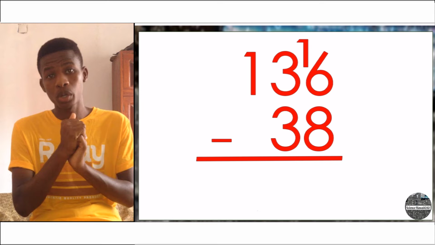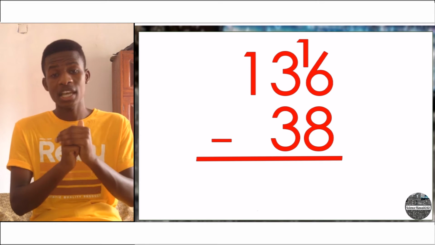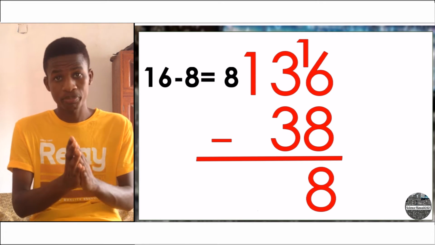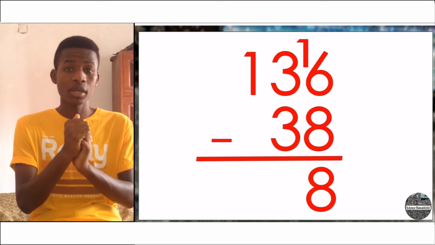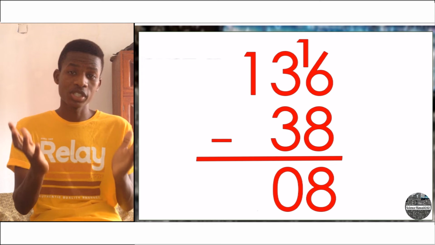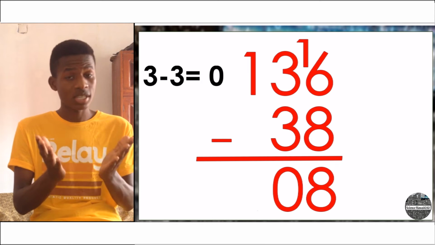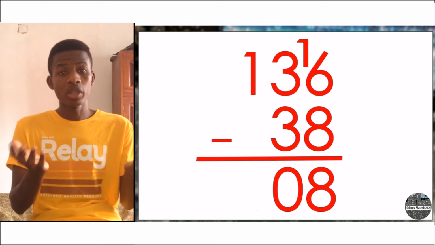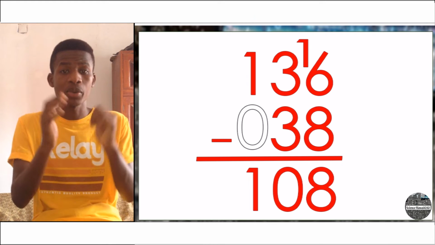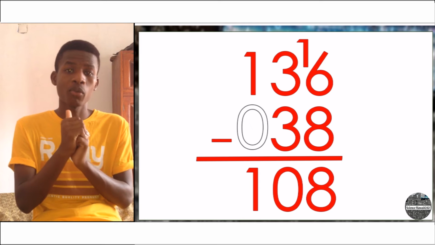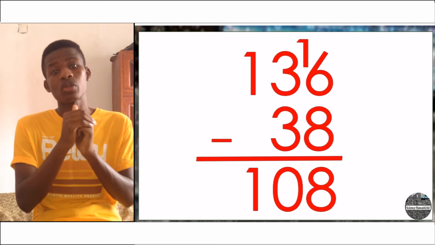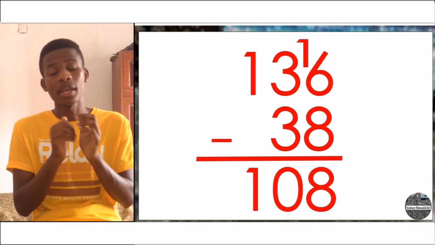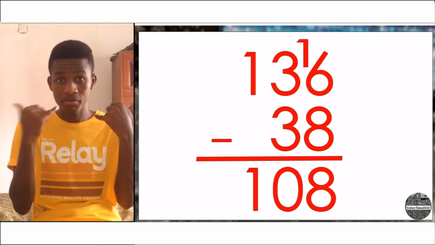So let's go back where we were. 16 minus 8 is equal to 8 indeed. So now we go to the tens place. 3 minus 3 is equal to 0. That was easy. We only have 1 here. We just have to imagine a 0 right there. So that 1 will go down. So 146 minus 38 is equal to 108. Understood? I think that was easy.